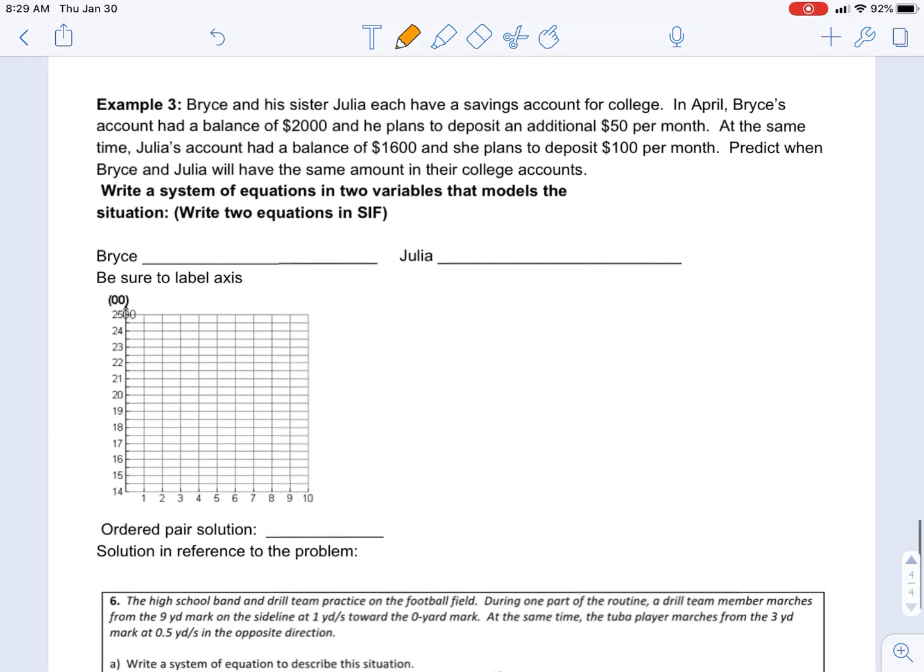Bryce and his sister Julia each have a savings account for college. In April, Bryce's account had a balance of $2,000, and he had plans to deposit $50 per month. At the same time, Julia's account had a balance of $1,600, and she had plans to deposit $100 per month. Predict when Bryce and Julia will have the same amount in their college accounts.